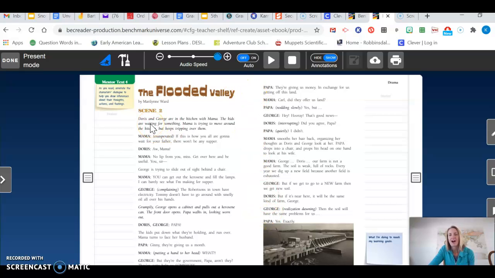What if I read Mama, you read Doris, and then I can be Papa and you be George. So I will be Mama and Papa, and you will be Doris and George. Scene 2. It says Doris and George are in the kitchen with Mama. The kids are waiting for something. Mama is trying to move around the kitchen but keeps tripping over them.